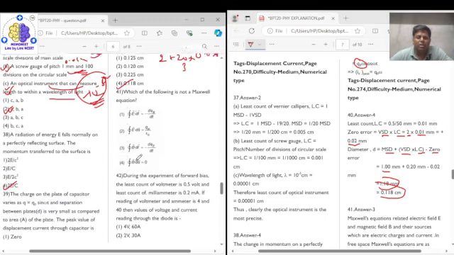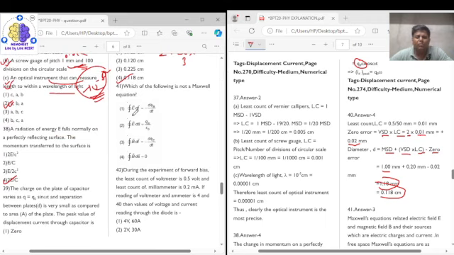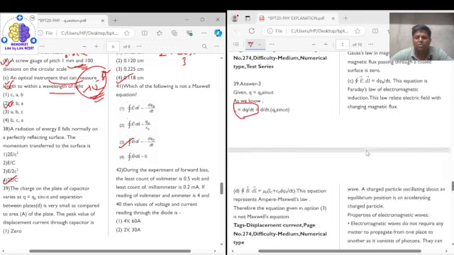Coming to question number 41, which of the following is not a Maxwell's equation, right? So out of these, the third is not a Maxwell equation, right? So you just have to remember the Maxwell equations. So option 3 is not a Maxwell's equation.